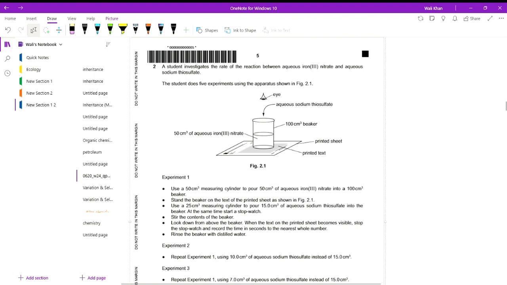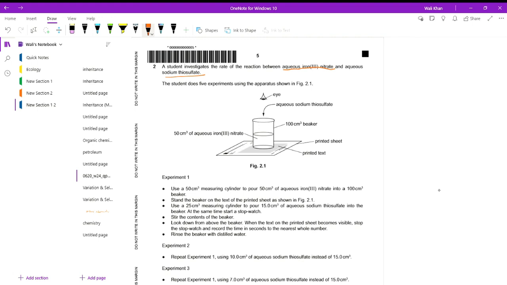Next, question number 2. A student investigates the rate of reaction between aqueous iron 3 nitrate and aqueous sodium thiosulfate. The student does 5 experiments using the apparatus shown. Okay, here you have a beaker, a 100 centimeter cube beaker. Its quantity is 100 centimeter cube. There is a printed sheet, 50 centimeter cube of aqueous iron nitrate. Okay, experiment 1.